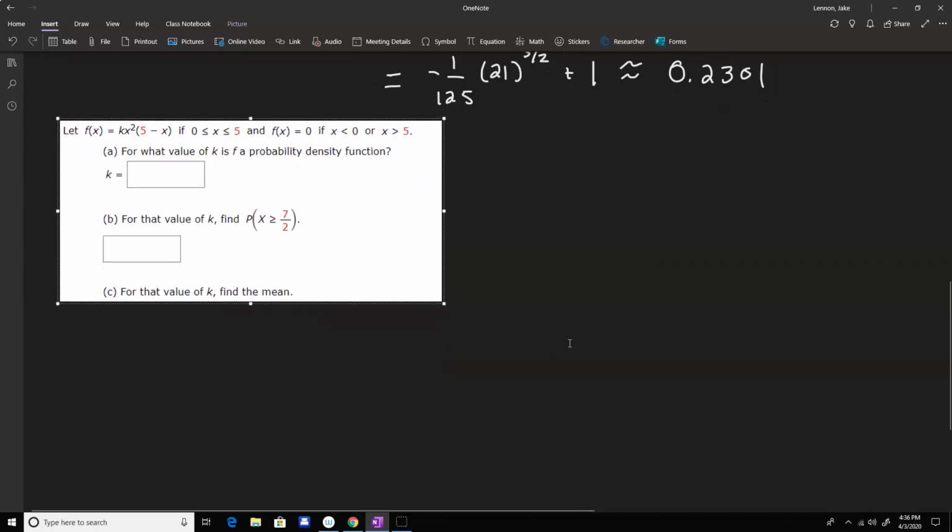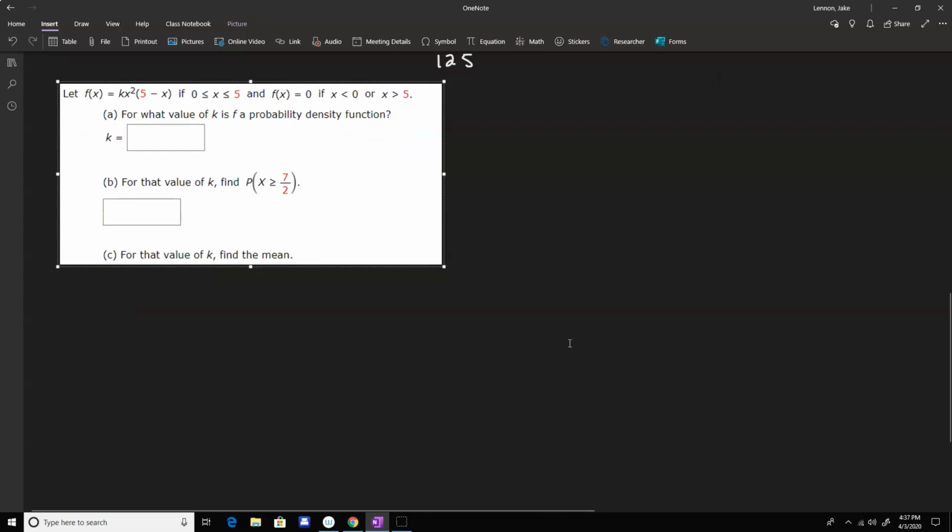Okay, so the first one, it says for what value of k is f a probability density function? Again, it's equal to 0 if x is less than 0 or bigger than 5. So basically that means this function is only non-zero between 0 and 5. So basically we just have to figure out the antiderivative for a and b. So for a and b, that's going to be the first part.